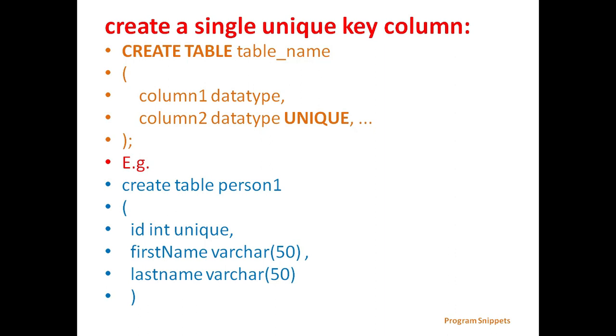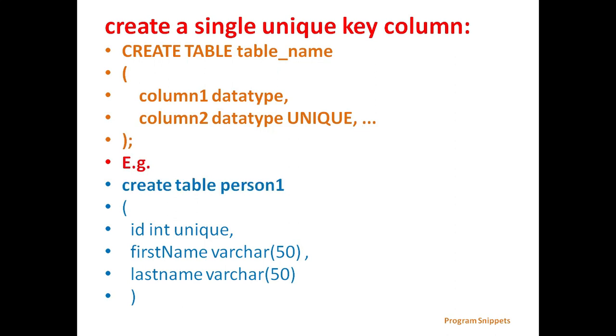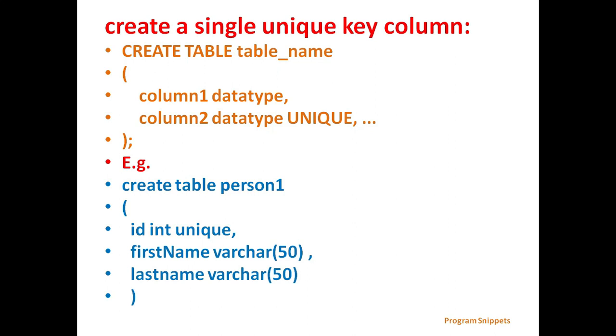Syntax for creating a single unique key column is create table, then table name, then column with data type and the constraint unique. For example, create table person1 where ID field is defined as unique. So ID int unique, then first name varchar 50 and last name varchar 50. Here it will create a table person1 with ID field as unique.